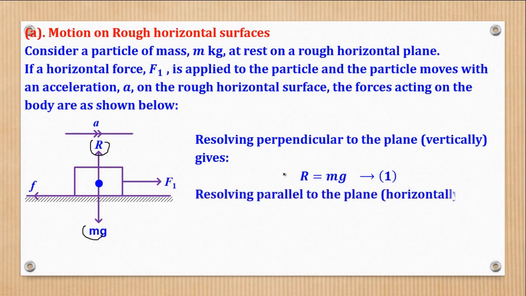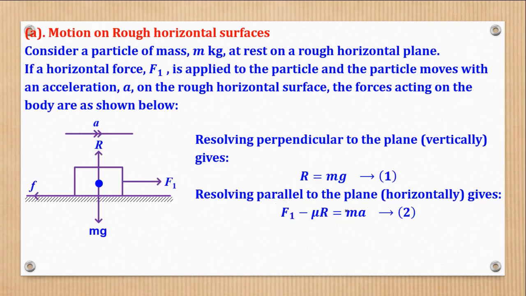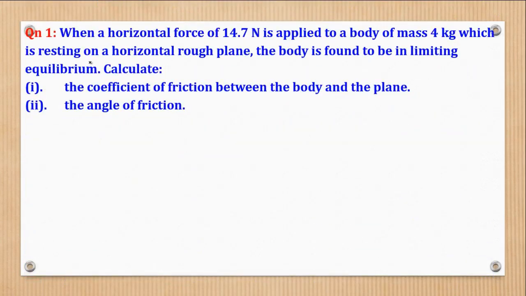What about resolving parallel to the plane? We know that forces to the right are equal to forces to the left. So F1 is equal to μR. Now this μR is this, remember F, we saw that F is equal to μR. So we have substituted for F. So the resultant force is equal to ma. So here, just like it was before, even in this case, the equations of motion can be used. So with that, we shall go through these questions.